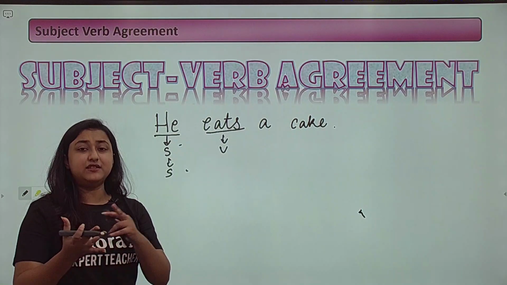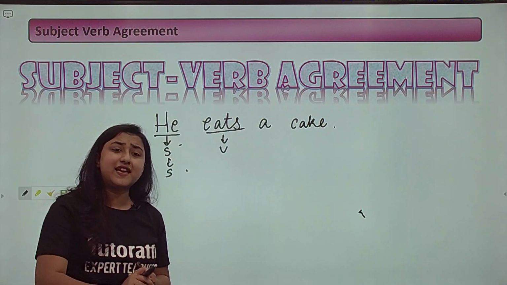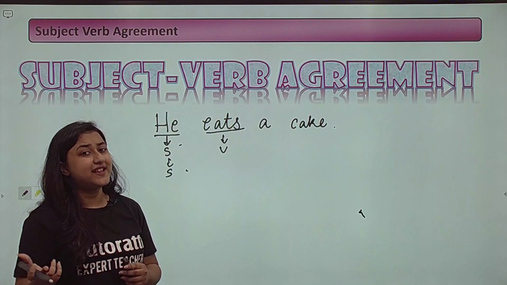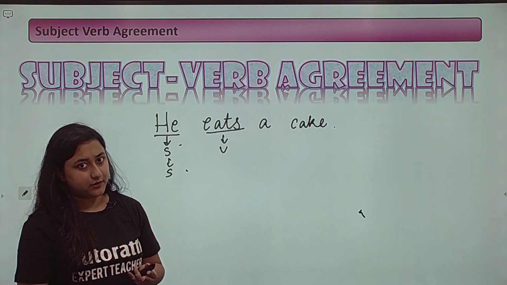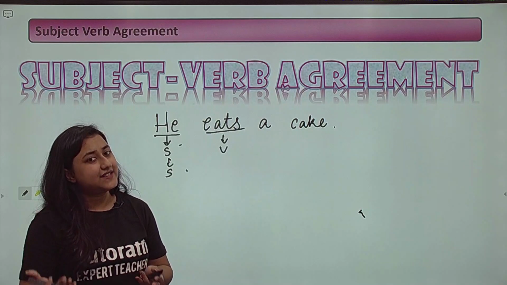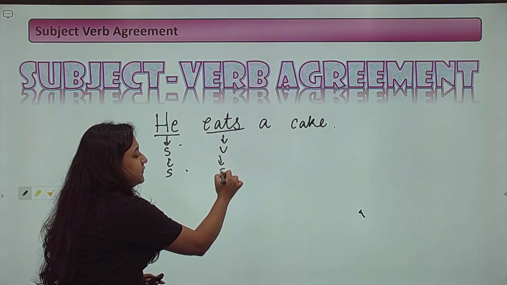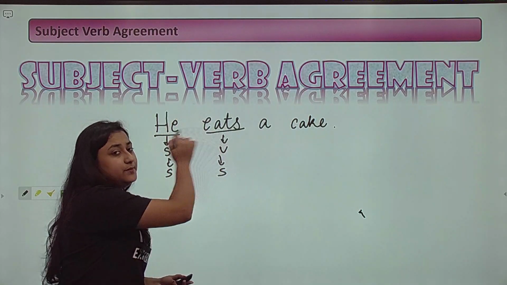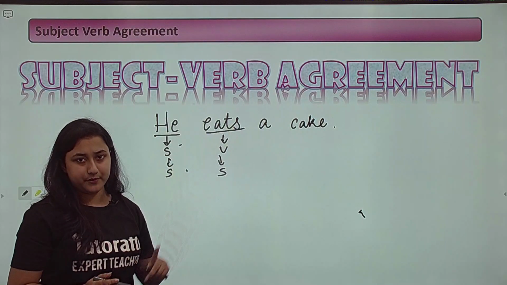Nouns: person, places, things, feelings. Only in those cases will you say that without an s it is singular and with an s it is plural. In case of verbs, it is vice versa. Without an s it is plural, with an s it is singular. So students, eats is a singular verb, and hence the subject and the verb are agreeing with each other. This is called subject-verb agreement.